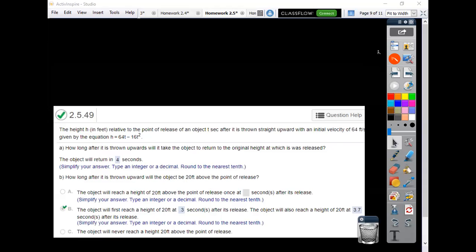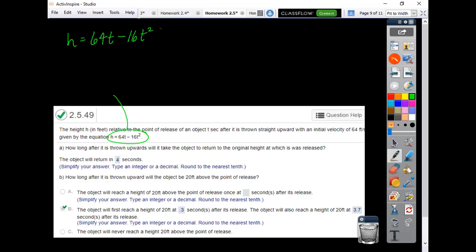All right, Algebra 2, Math Excel homework, problem 2.5.49. So you've got this object that's being thrown up in the air, and the height of it is given by the equation 64t, where the 64 is the initial velocity, the linear term, and then due to gravitational pull, the negative 16t squared.